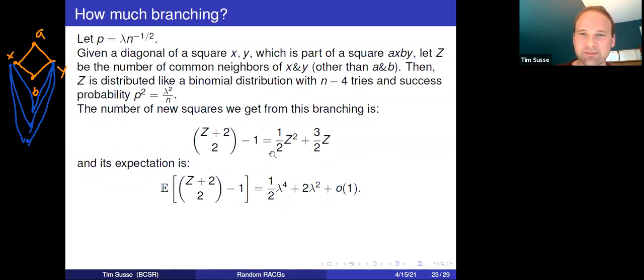And then we can find the expected value of that. Z is a binomial distribution, and so we can just use standard formulas for its expectation and the expectation of its square, its second moment. And so the expectation of the number of new squares that we get is given by this polynomial, 1/2 lambda to the 4th plus 2 lambda squared, plus some term that's going to go to 0 as n goes to infinity.